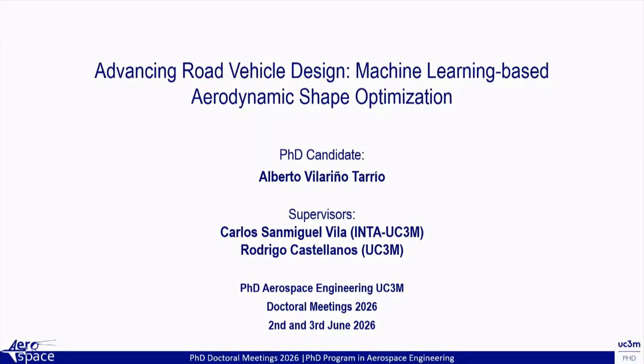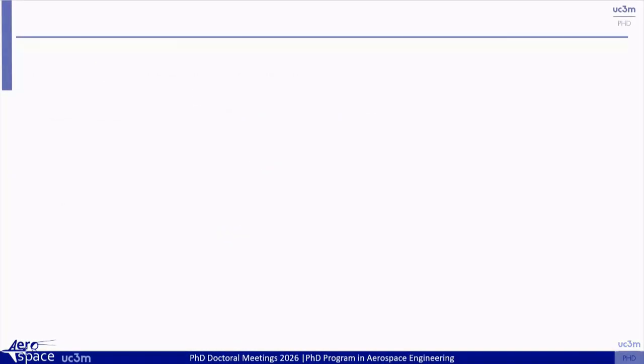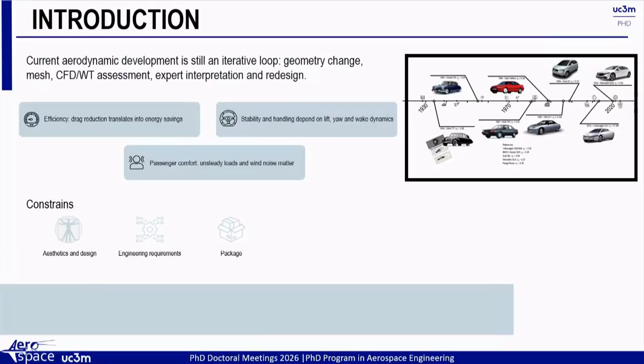I'm Alberto Vilariño, and I'm developing my PhD called Advanced Road Vehicle Design, Machine Learning-Based Aerodynamic Shape Optimization, under Carlos San Miguel and Rodrigo Castellanos' supervision.